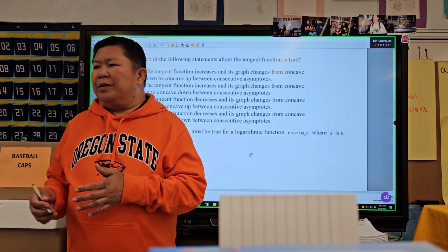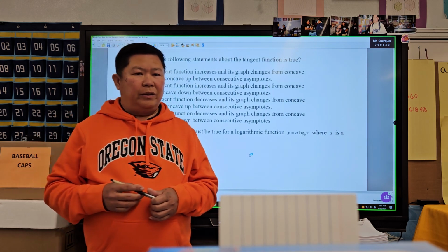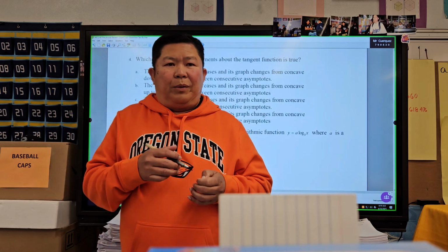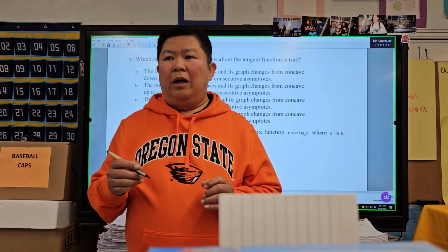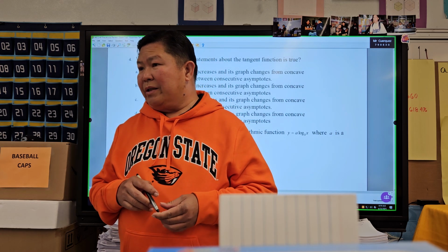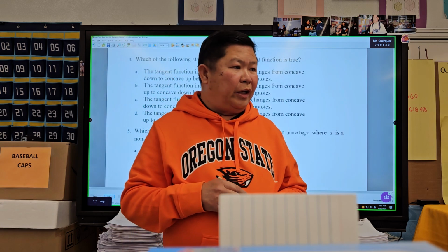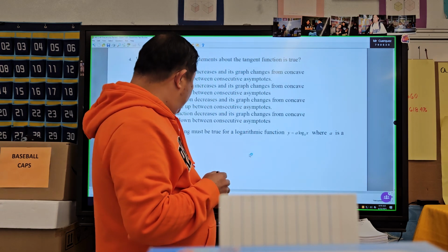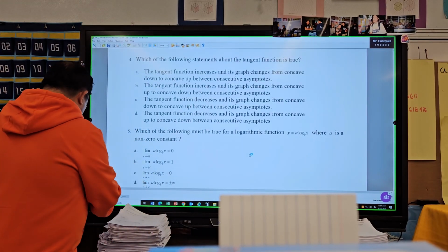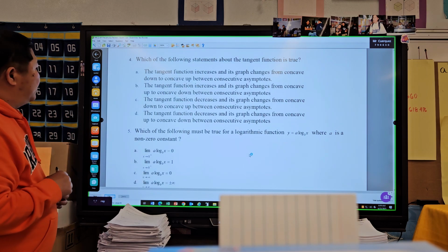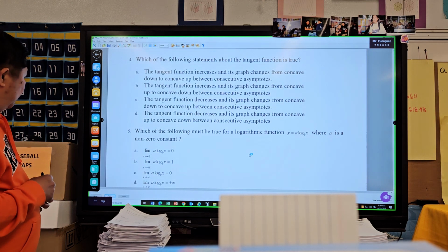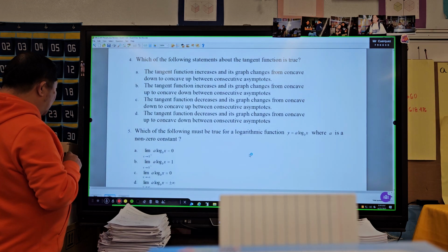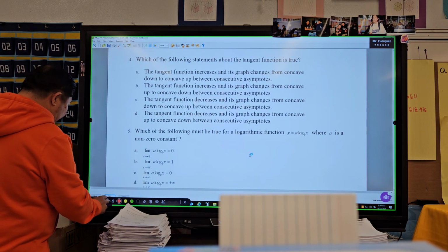Now there are problems in the actual AP Precalculus test which don't require a solution. All you have to do is just analyze the problem, okay? So in this case, we're going to analyze this one. The problem says, which of the following statements about the tangent function is true? Okay, I'm going to draw the tangent function first.